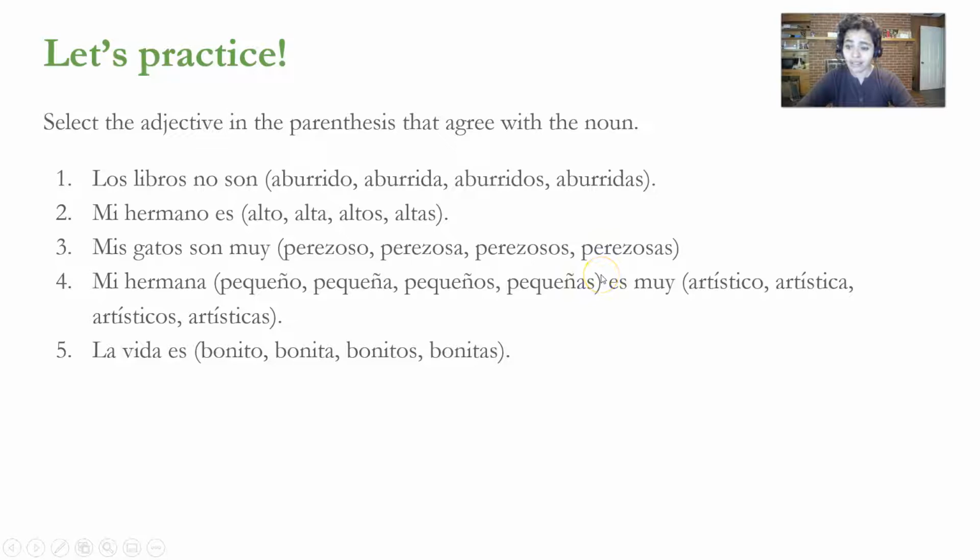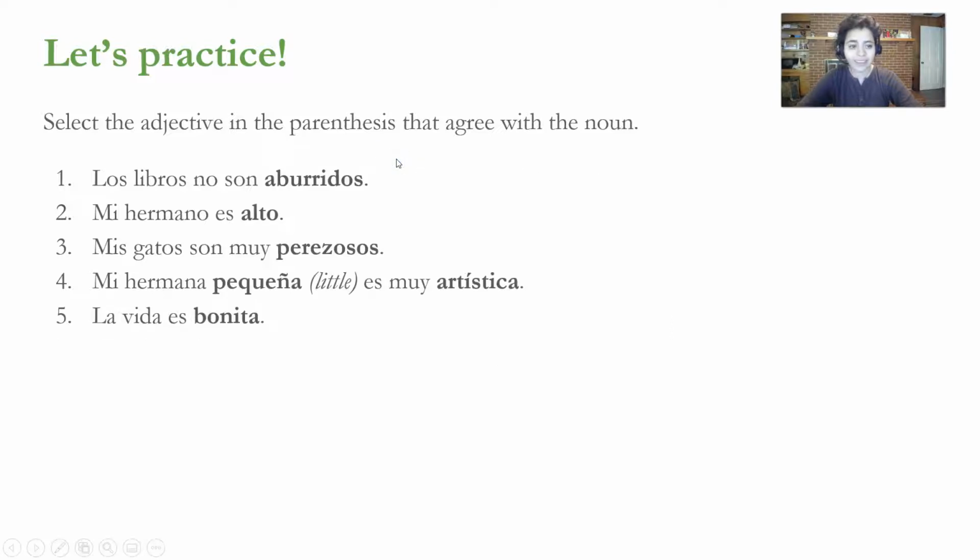So let's do a practice. Select the adjective in the parentheses that agrees with the noun. Here are the answers.